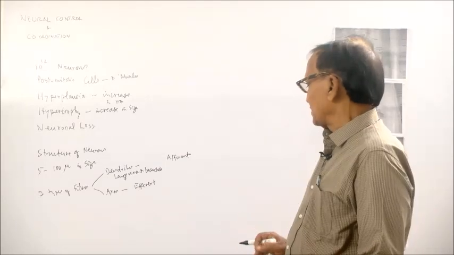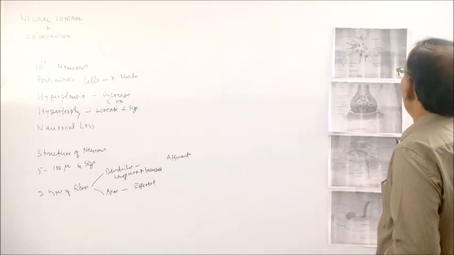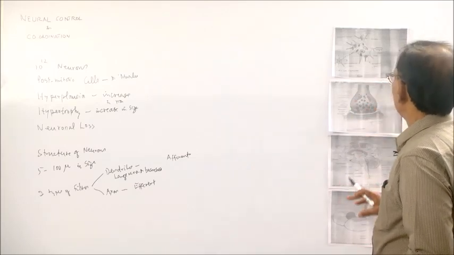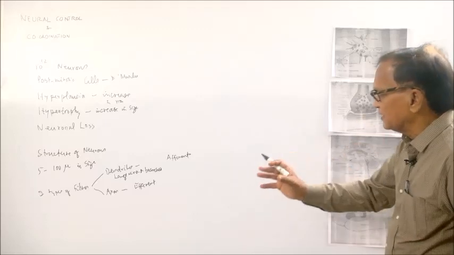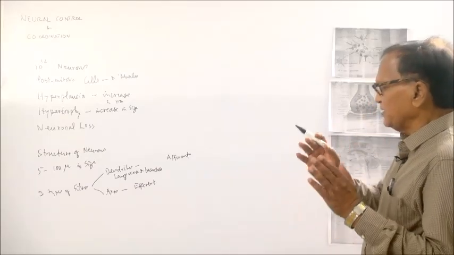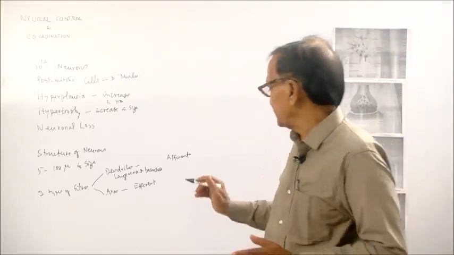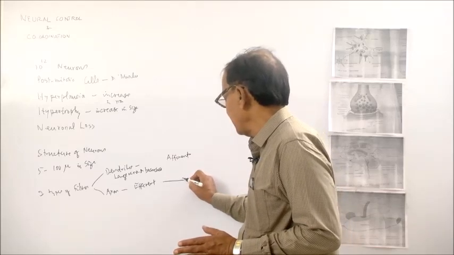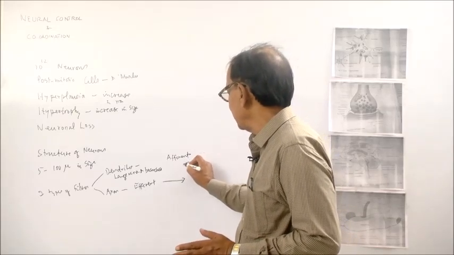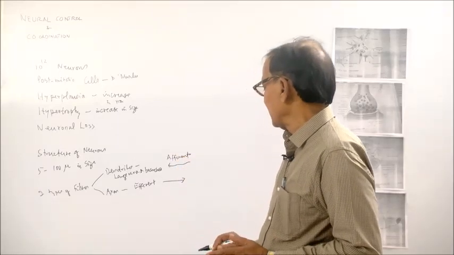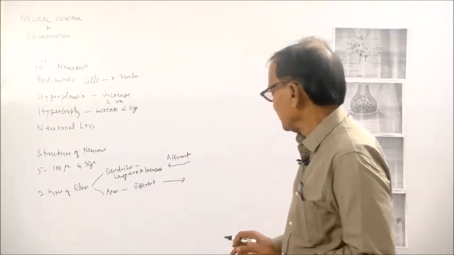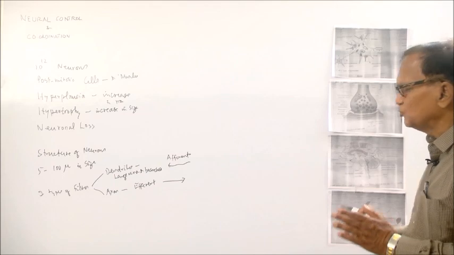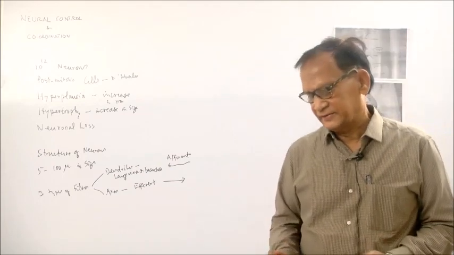Now, one neuron makes a synaptic joint with another dendrite. Usually, an axon carries impulses away from the cell body, and this carries impulses towards the cell body. And axons that carry impulses away from the cell body make synapses usually with another dendrite.